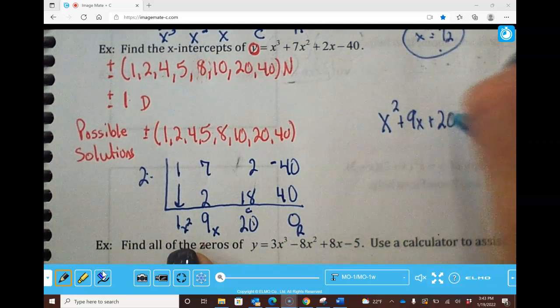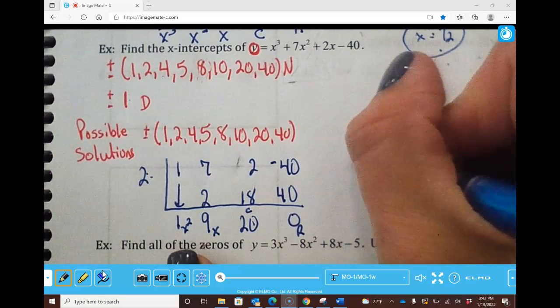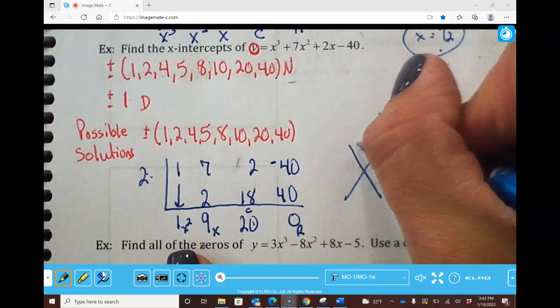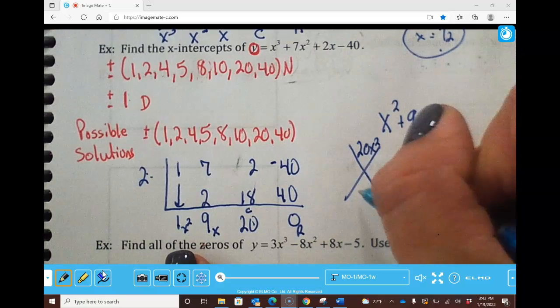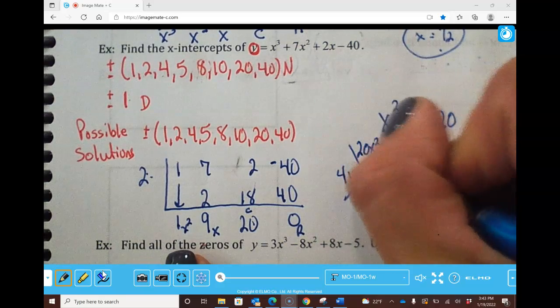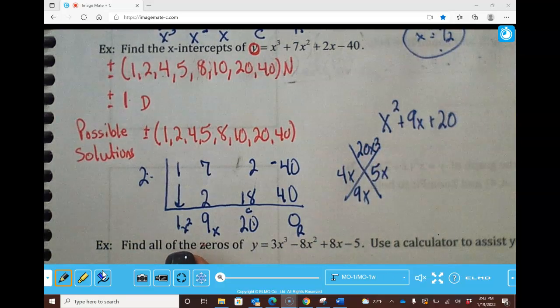And I'm going to try to factor it. And if I can't factor it, remember I got my quadratic formula. But I need factors of 20 that make 9. And it does work because I can use 4 and 5.